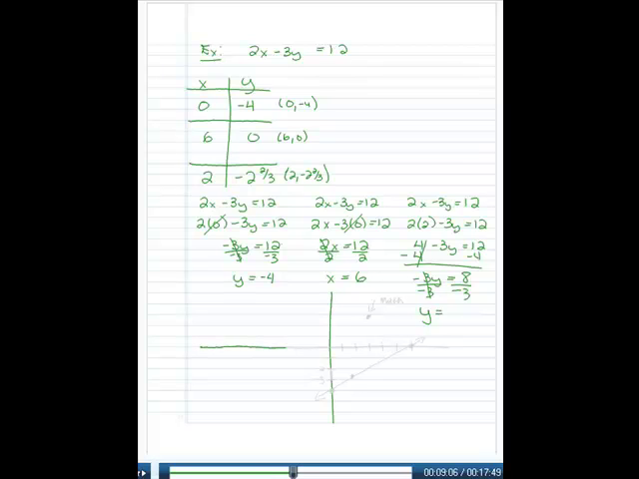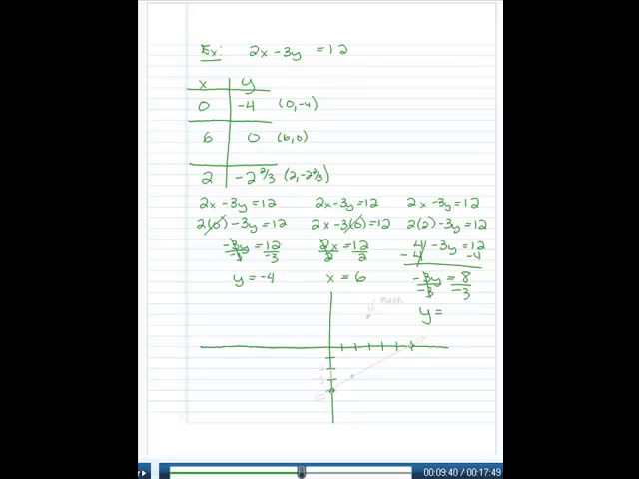So here's my graph. I'm going to take one point at a time. My first point is (0, -4), so x is 0. I'm not going to move left or right, but y is -4, so I'm going to go down 4 and plot my point right on the axis. So my second point, x is 6, 1, 2, 3, 4, 5, 6, and y is 0, so I'm going to plot that right on the point. And my very last one, x is 2, and y is -2 and 2/3.